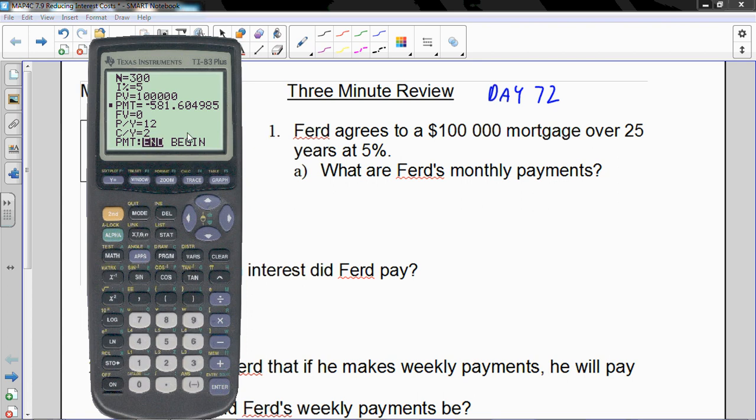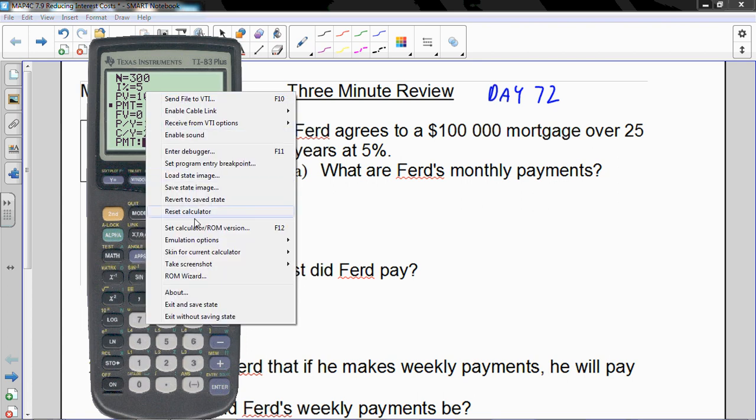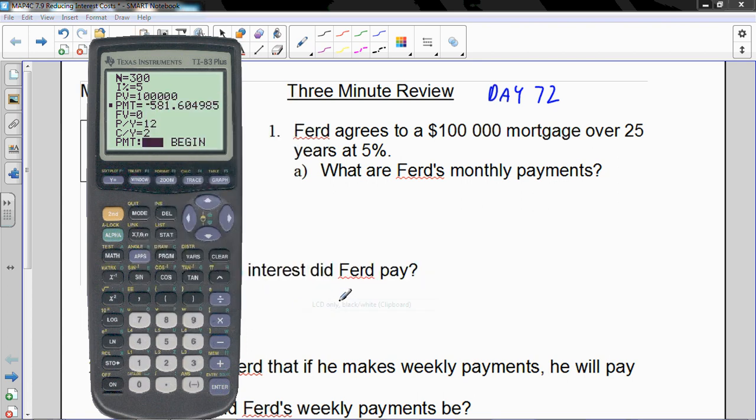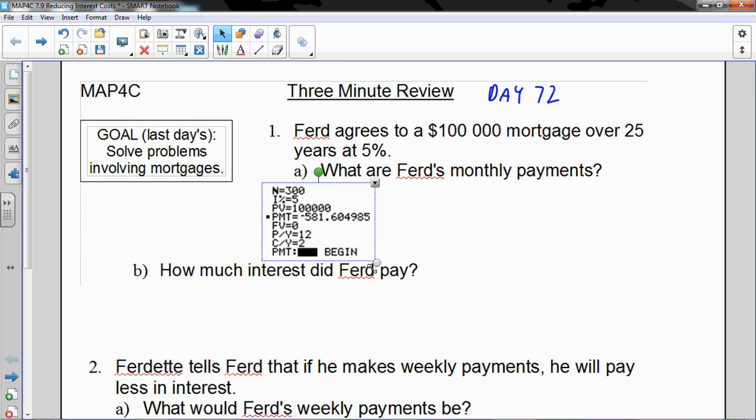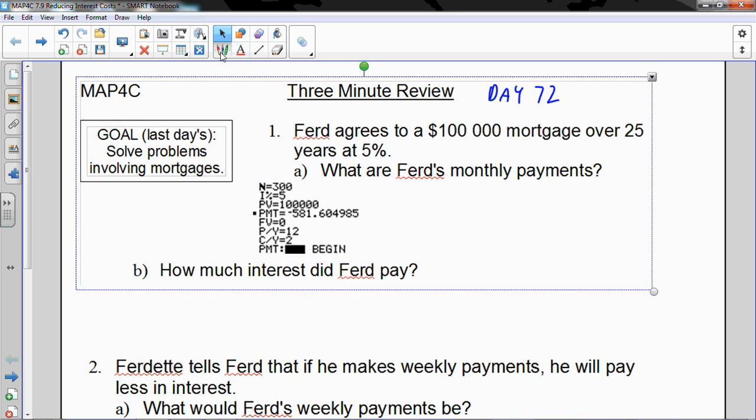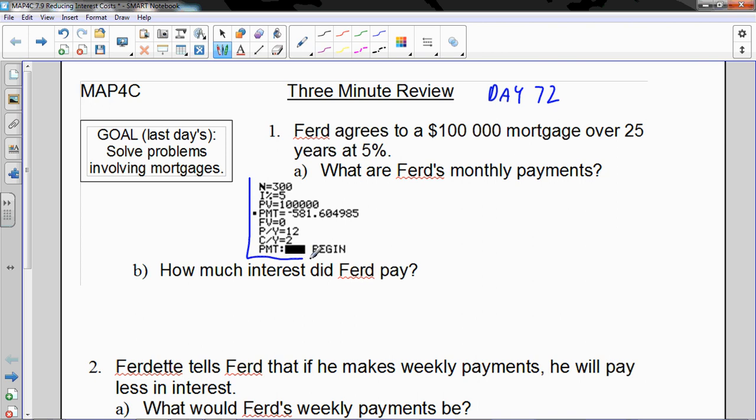I'm going to screenshot this baby. So you should copy it too. And paste that in there. And again, on a test, when we're using a graphing calculator to solve this stuff, we do want you to write this stuff in there, okay? And then a conclusion. Therefore, his payments are $581.60 per month.